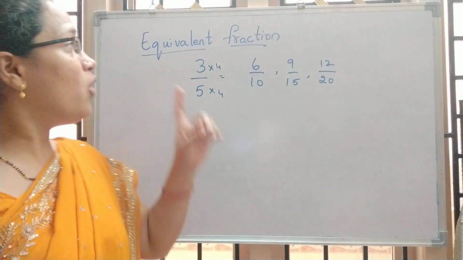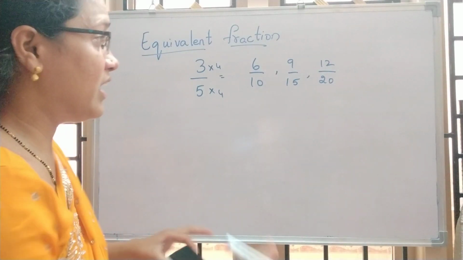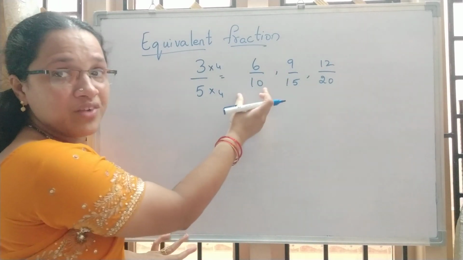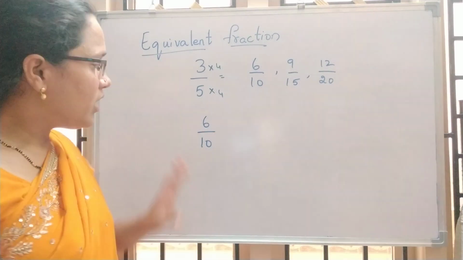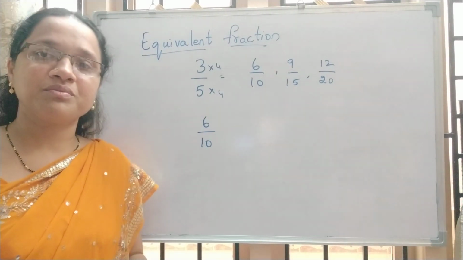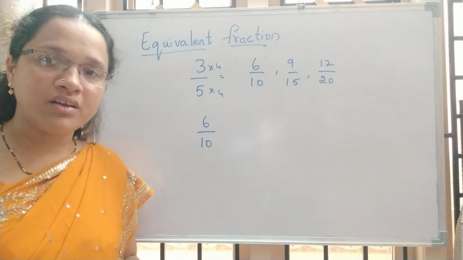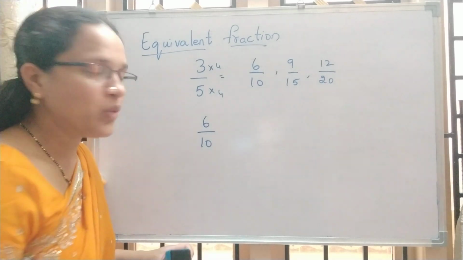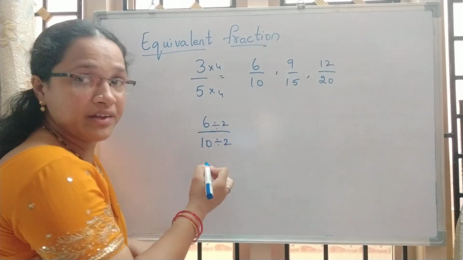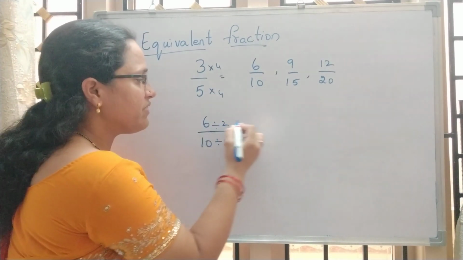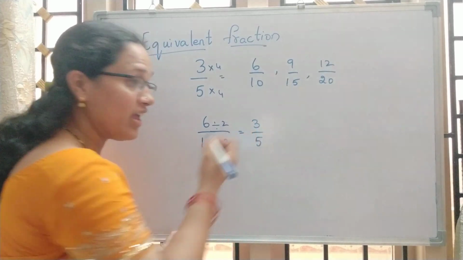I'll tell you how they are having equal value. See, suppose you take one fraction from here, 6 by 10. Now convert this into the simplest fraction. By which number will they be divided? Yes, very good, 2. So divide both numerator and denominator with 2. So 6 divided by 2 is 3, and 10 divided by 2 is 5.